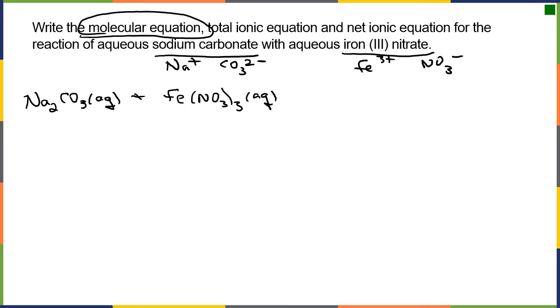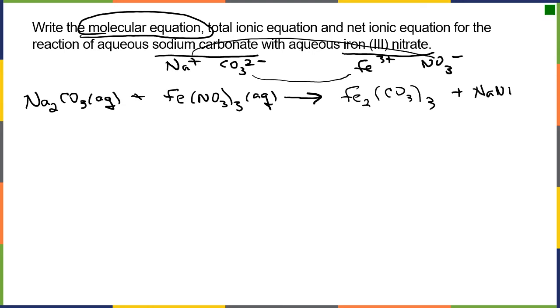When we write the molecular equation, we are writing everything attached as if it were a molecule, even though we know it really isn't in real life. We're going to swap what's attached to what, which means we're going to put the carbonate with the iron, and we're going to put the sodium with the nitrate. When we do this and we look at the charges, we're going to have Fe2(CO3)3, and both sodium and nitrate have a charge of 1, so it's going to be NaNO3. Make sure you always write the cation first.